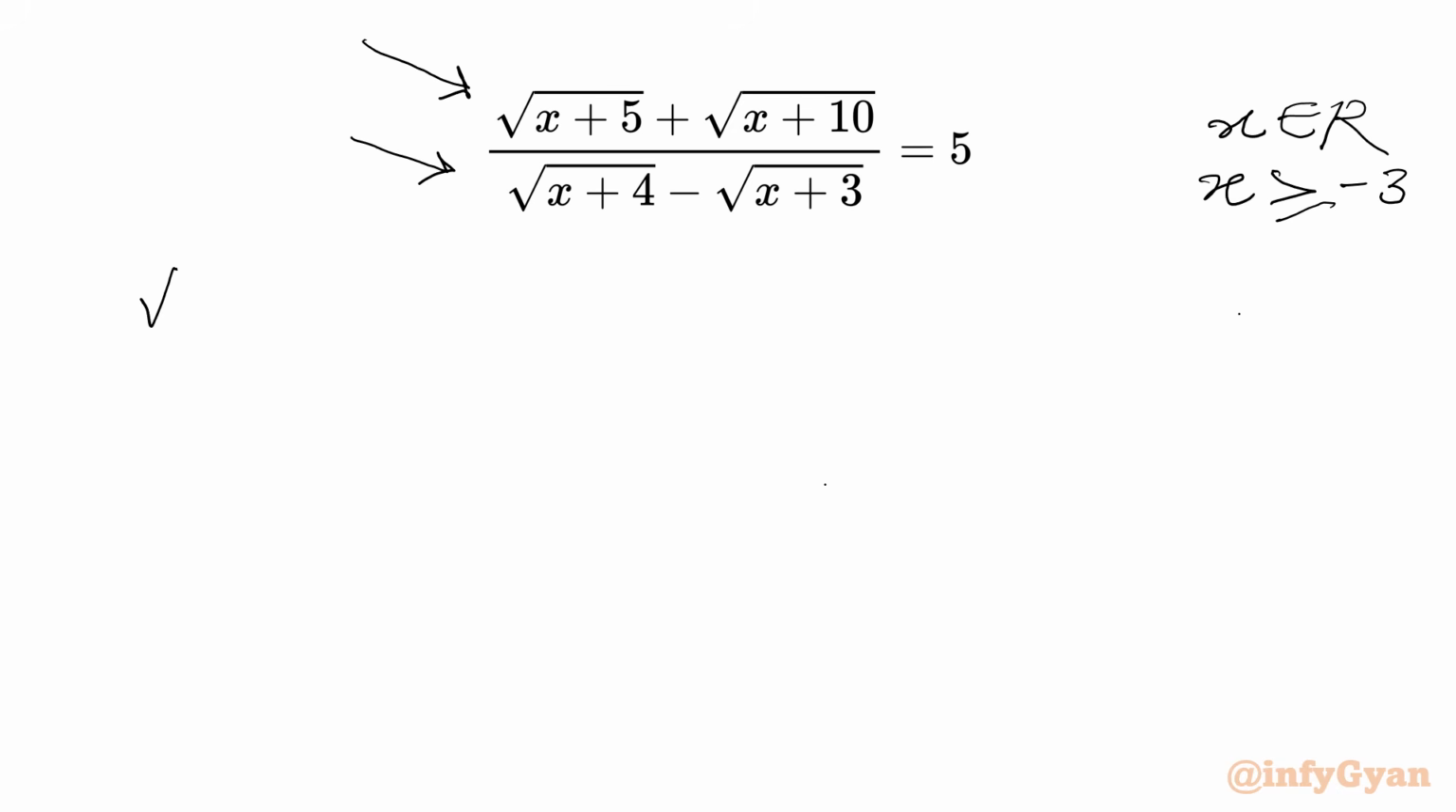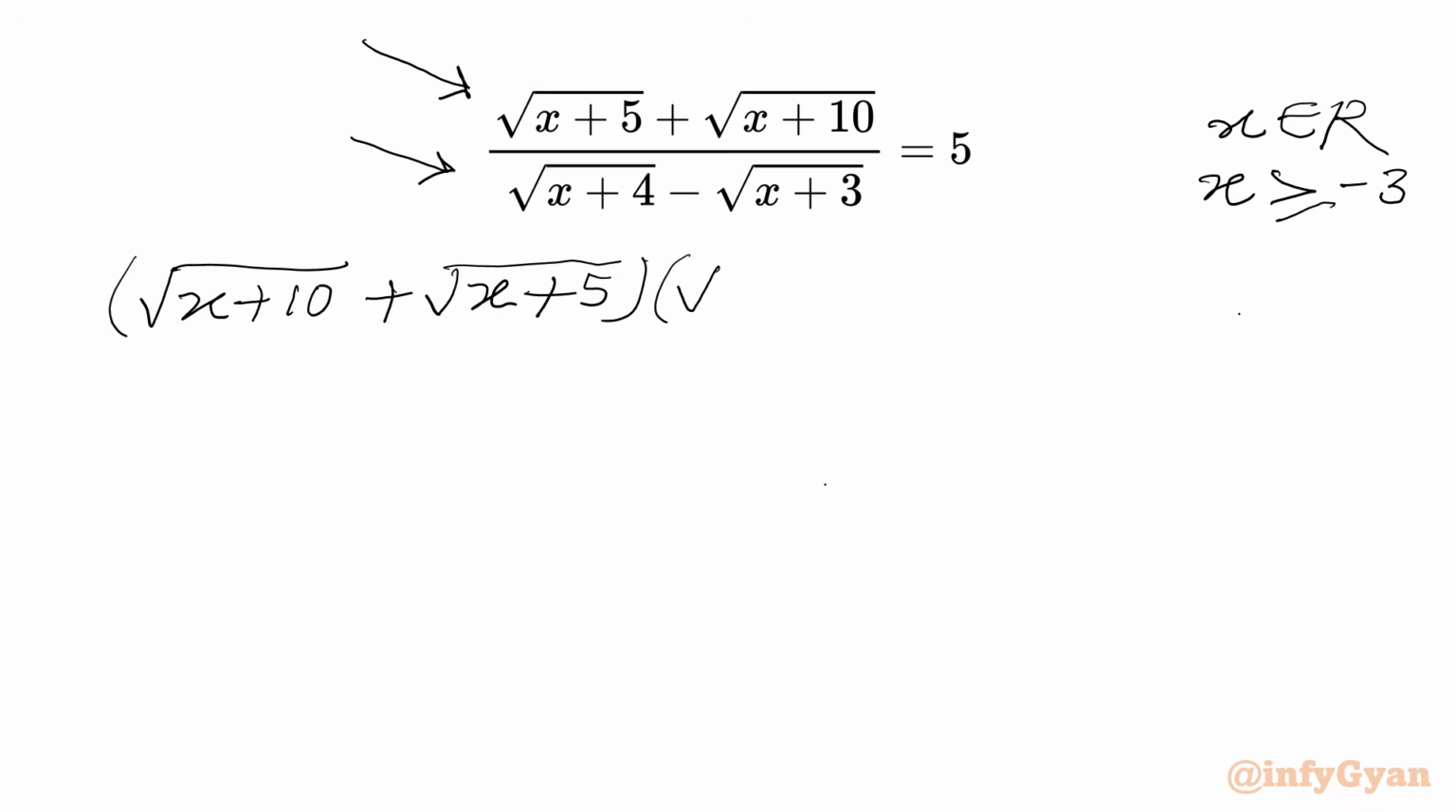So I will write separately square root x plus 10 plus square root x plus 5, which is the numerator. Now we'll be multiplying by its conjugate. So I will multiply with square root x plus 10 minus square root x plus 5, which will be equal to square root x plus 10 whole square minus square root x plus 5 whole square, which is x plus 10 minus x minus 5, which is 10 minus 5, and the value will be 5.